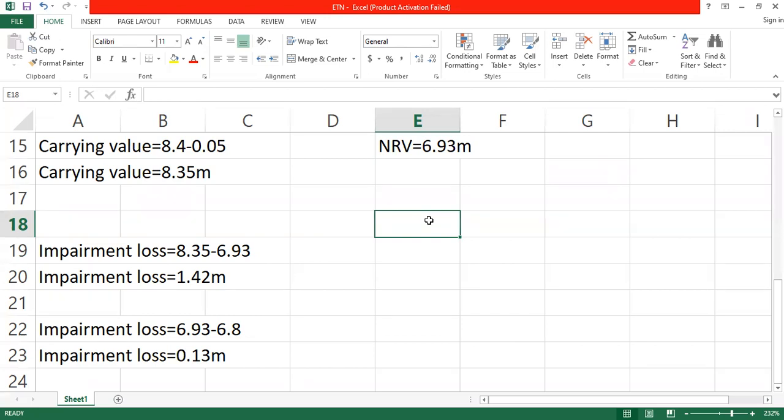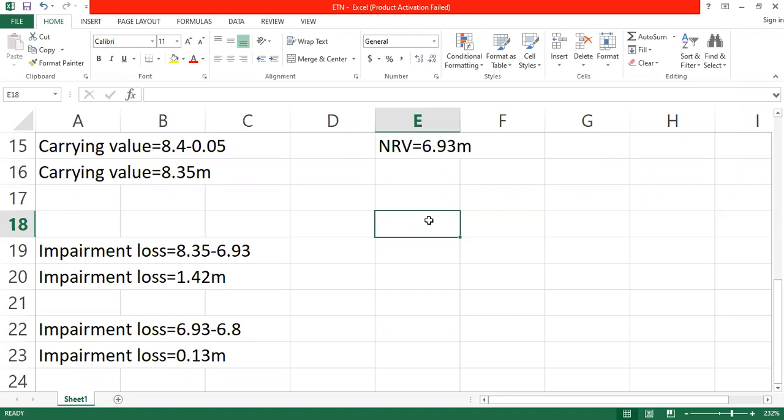The 0.13, we assume that the asset has been remeasured. So if the asset has been remeasured, it means that at 31st December, the asset will be 6.8 before you sell it at 6.8 in the subsequent year. The asset was 6.93 at reporting, isn't it?